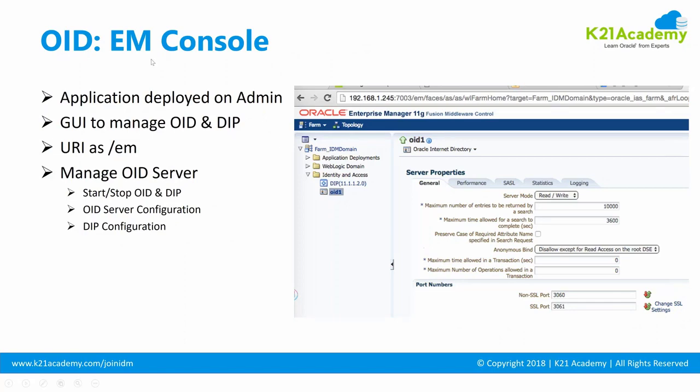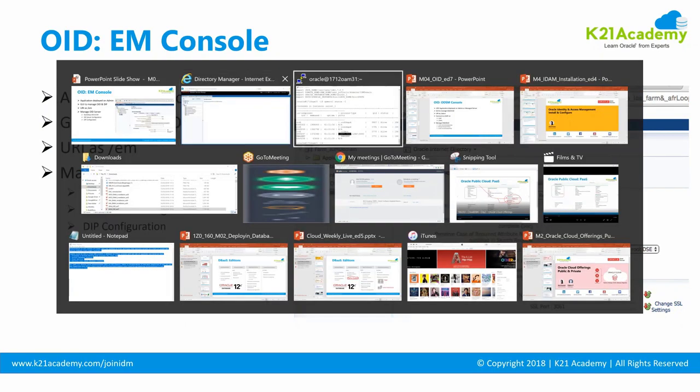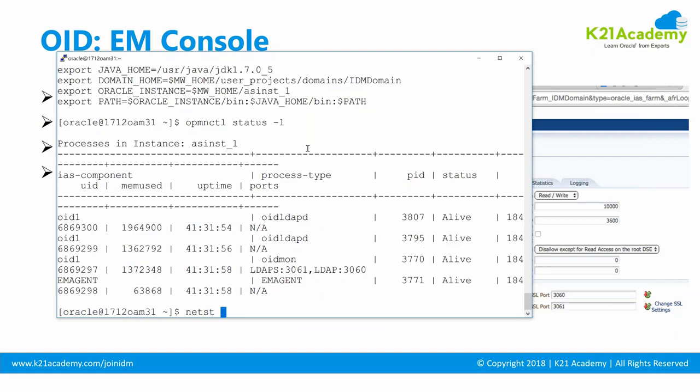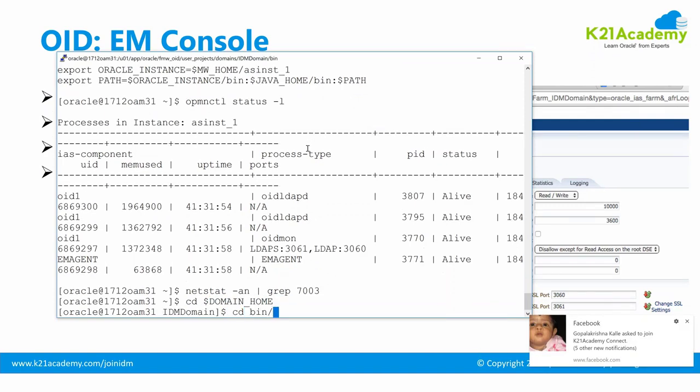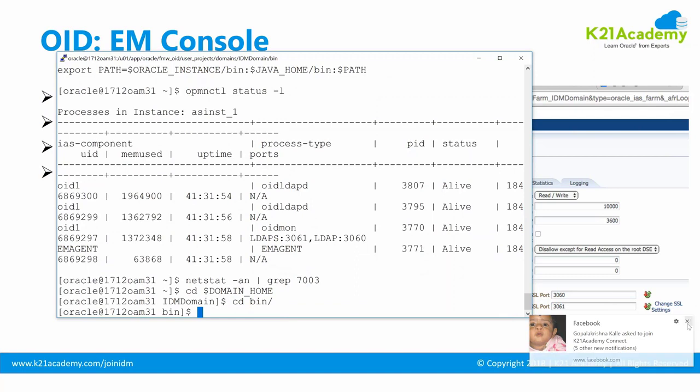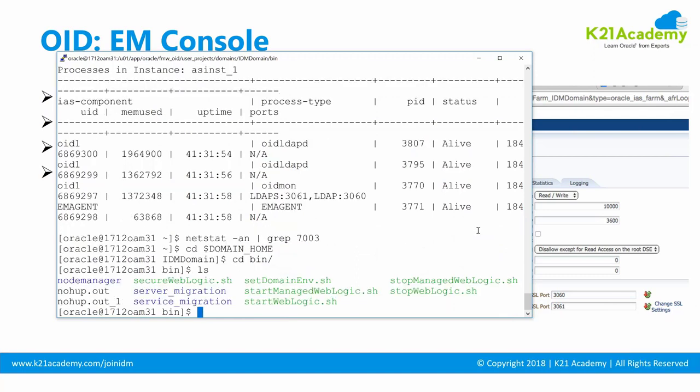But before we go on to the server, let me start, because services might be down again. First of all, I'll look for port number 7003, and if it's not running, I'll start the services. So I'll grep 7003 and it's not running. So I'll go back to the domain home and go to the bin folder. This time, instead of managed WebLogic, I'm going to start WebLogic. I'll start it in nohup mode so that it runs in the background.